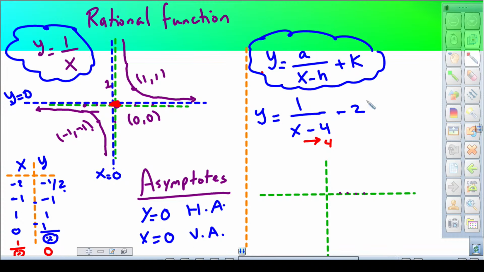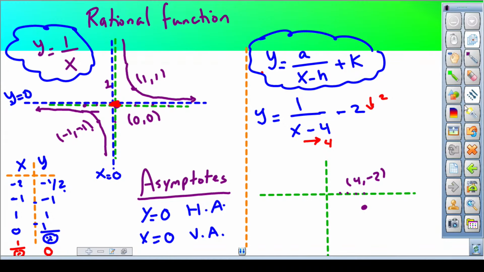I'm going to have to move down 2 units. That's the k term, down 2 units. So let me move down 2 units here. I've got 1 and 2. So I'm down here. So my focal point, instead of 0, 0, actually moved to 4, negative 2. This became this point here.